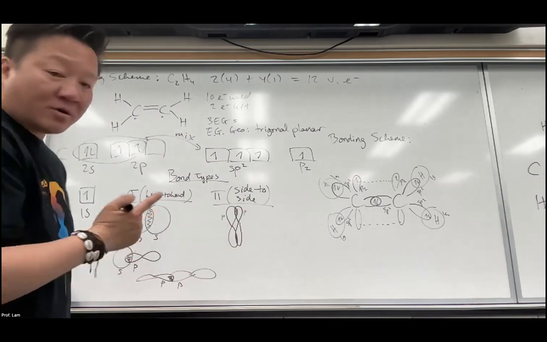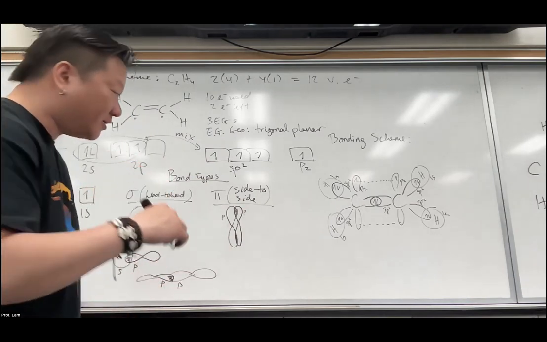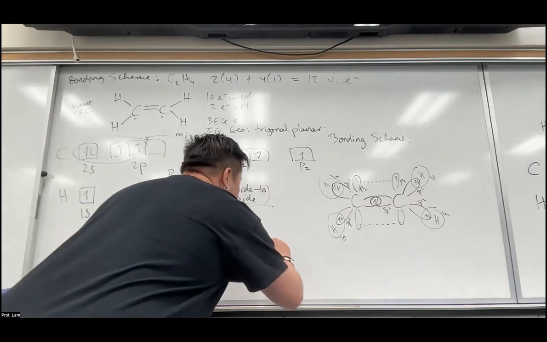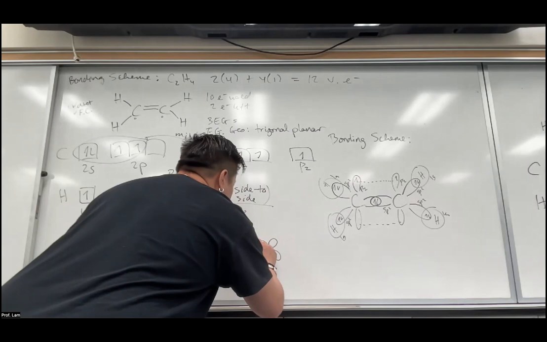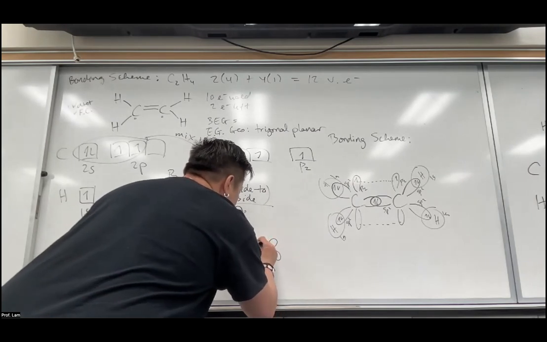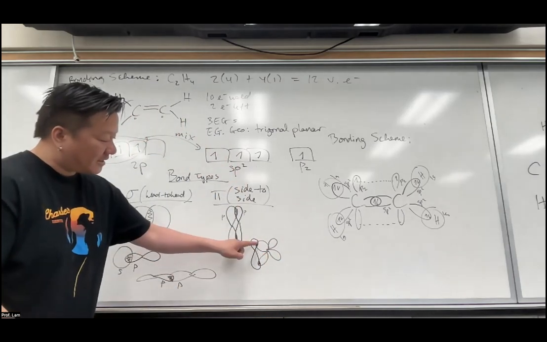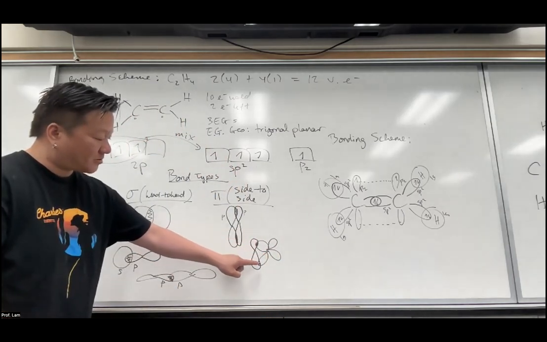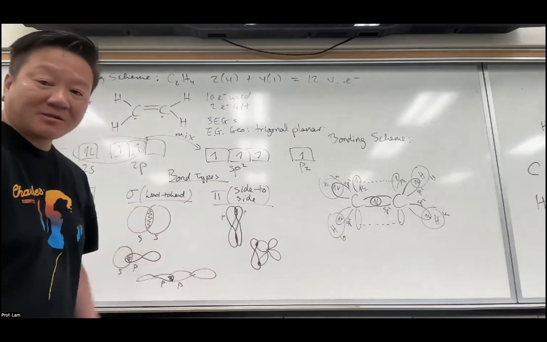Now d orbitals can do it too. So d orbitals, remember they're like double peanuts or four-leaf clover. They can do it with a p orbital. See overlap there, okay? So again, overlap, interruption, overlap, okay? So you see the difference between the sigma and the pi bonds, okay?